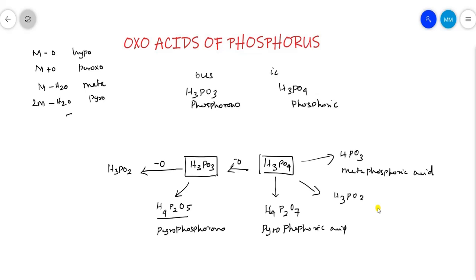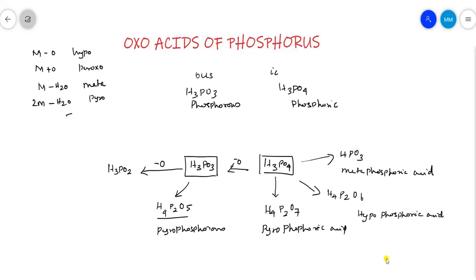So the formula would be H3PO3, but this type of molecular formula does not exist. It is in the form of a dimer. So the hypophosphoric acid is H4P2O6. So the composition is obtained by loss or gain of a water molecule or an oxygen atom.